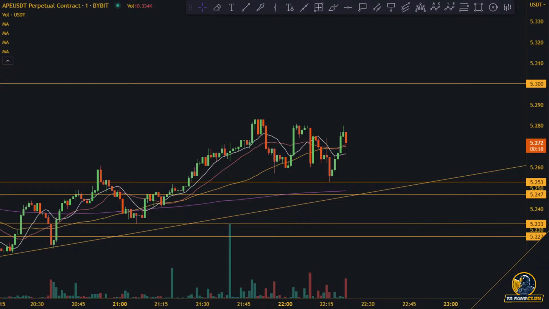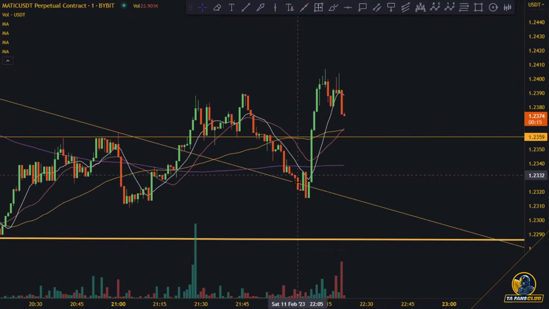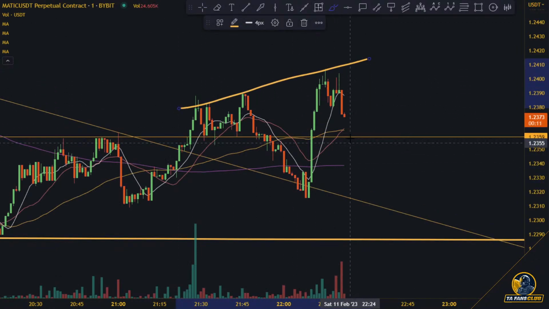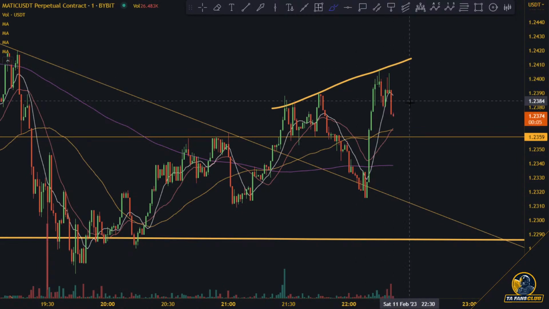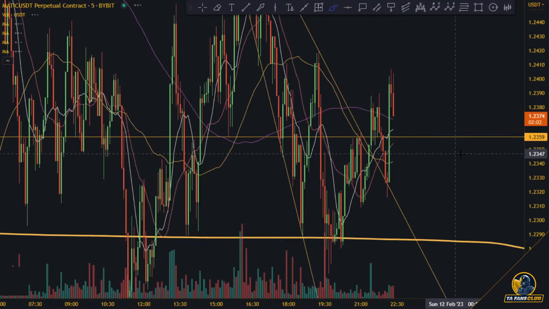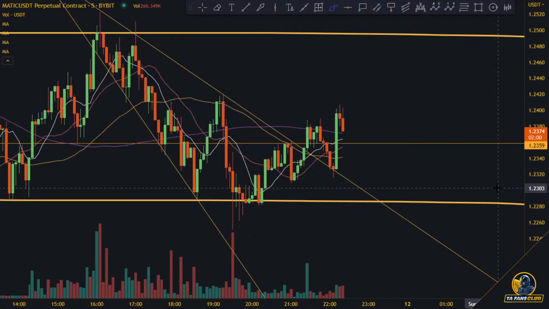How's Matic doing? Matic is down. Matic also did this scam pump up here. Right now it's pulling back a little bit, a double top up here and pulled back again. So it hit some kind of resistance as well. But this is the 1 minute time frame. What are we doing with our lives?